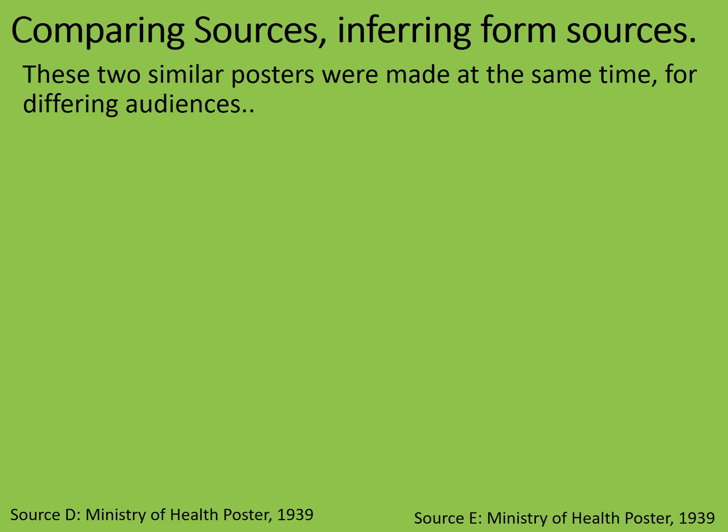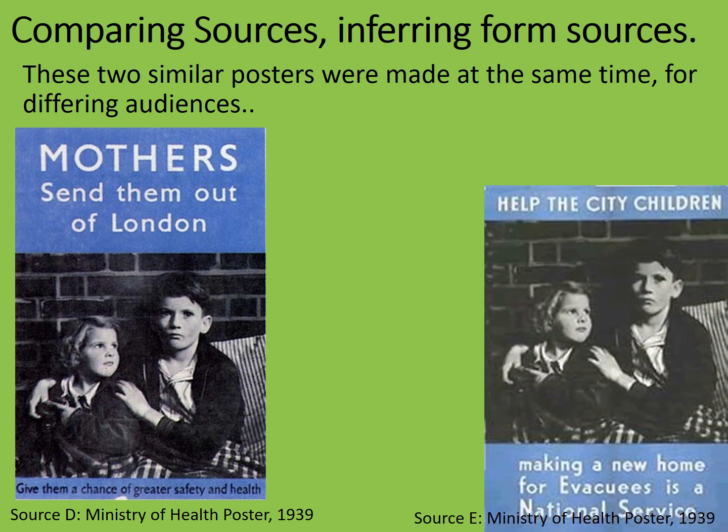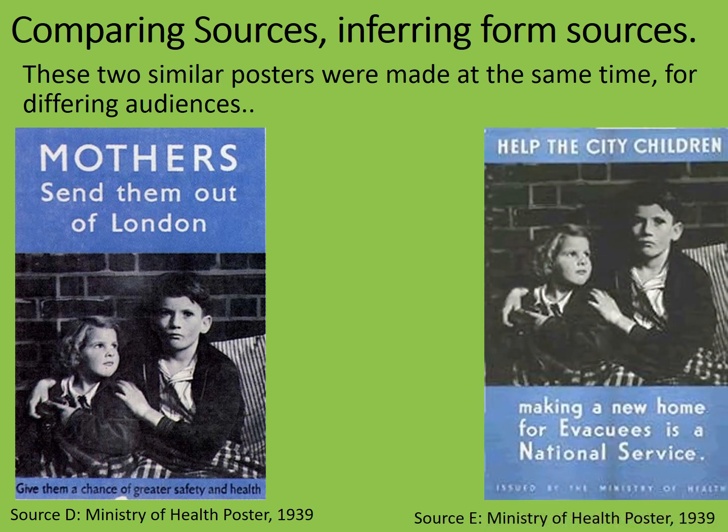We're now going to compare some sources, and we're going to infer from these sources too. I'm going to show you two similar posters that were made at the same time but for differing audiences. Source D was produced by the Ministry of Health in 1939. It says, "Mothers, send them out of London. Give them a chance of greater safety and health." And you can see there's a picture of two children there. Then have a look at this second one. Very, very similar, isn't it? "Help the city children. Making a new home for evacuees is a national service issued by the Ministry of Health."